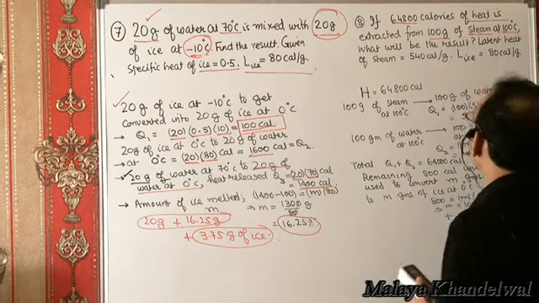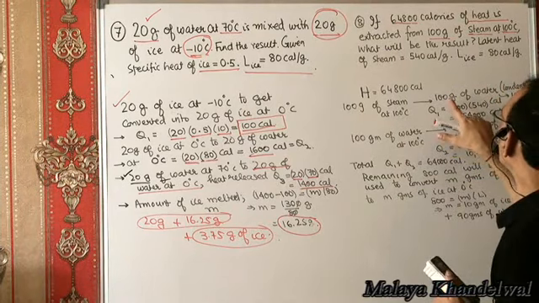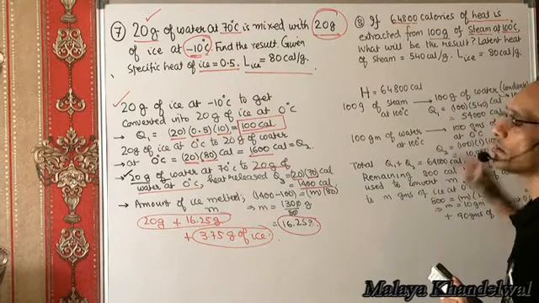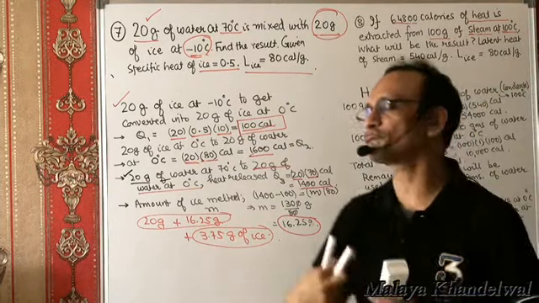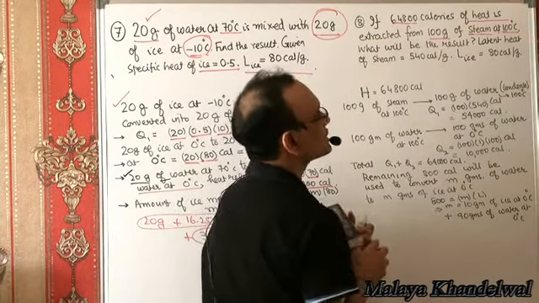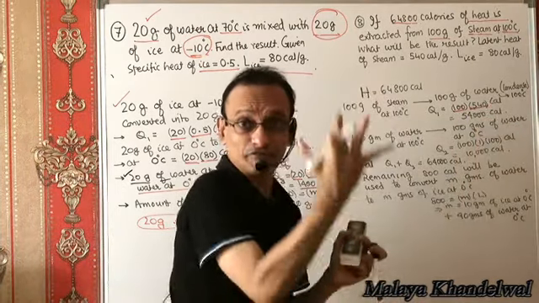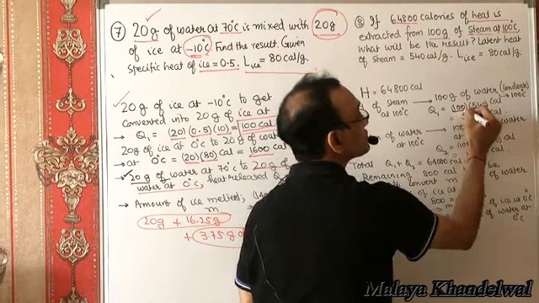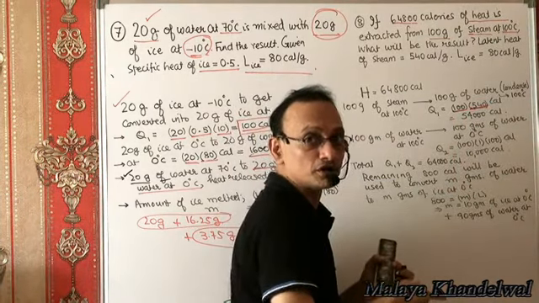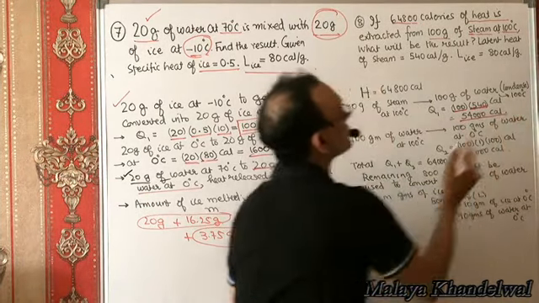So let's see how much steam will condense. To convert 100 grams of steam at 100 degrees centigrade to 100 grams of water at 100 degrees centigrade, how much heat would be extracted? The heat extracted is mass into latent heat of vaporization, or latent heat of condensation. So 100 grams of steam at 540 calories per gram, converted into 100 grams of water at 100 degrees centigrade, will expel how much heat? That means 54,000 calories of heat.